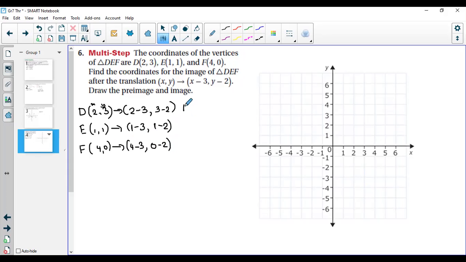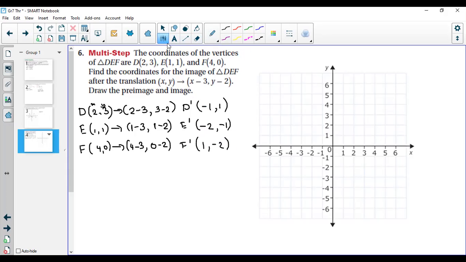So let's find out the coordinates for the image. So D prime, E prime, and F prime. So 2 minus 3 is going to give me a minus 1. 3 minus 2 is going to give me 1. Similarly for E, 1 minus 3 is negative 2, 1 minus 2 is negative 1. For F prime, 4 minus 3 is 1, 0 minus 2 is negative 2.